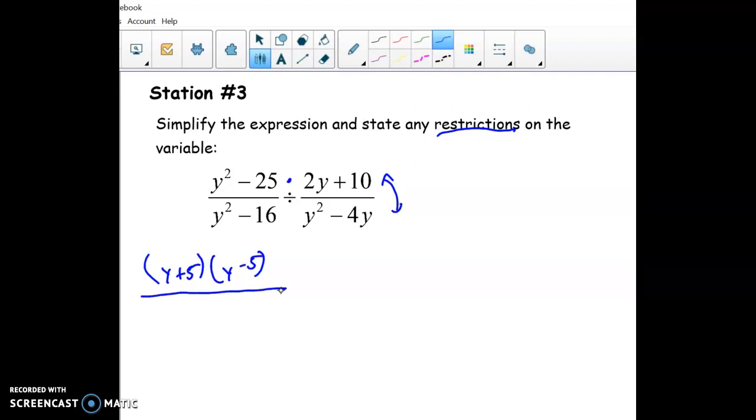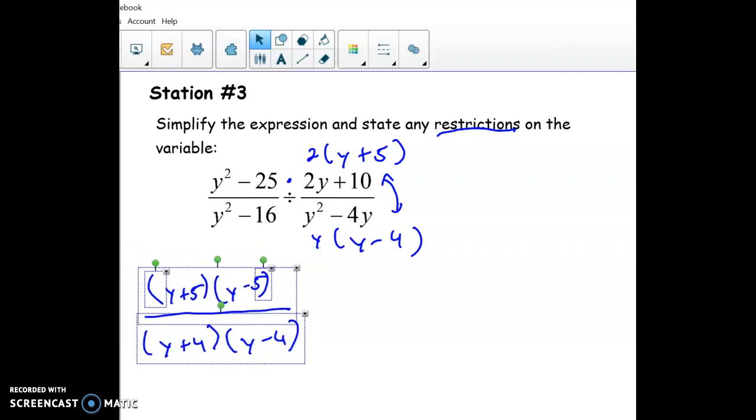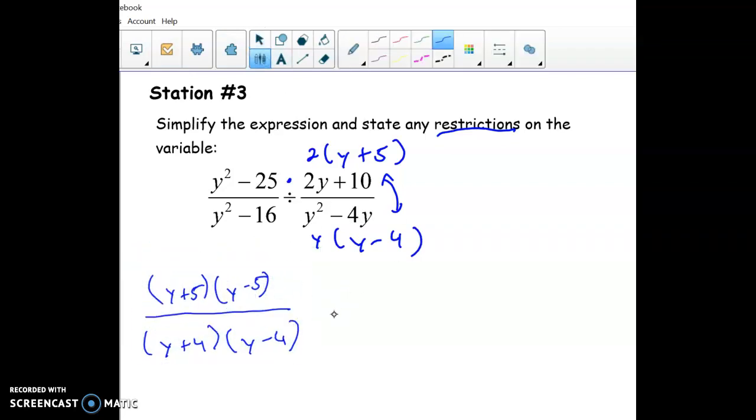The y squared minus 16 is y plus 4 and y minus 4. Okay, and then these two are GCFs, so here I'm going to pull out a 2 from the top, and here I'm going to pull out a y. So pull out GCFs, and then when I write it, I'm going to write it flipped. All right, so hopefully this makes sense, but basically this division is multiplied by the reciprocal. So I'm going to put the y times y minus 4 on top and the 2 times y minus 5 on the bottom.